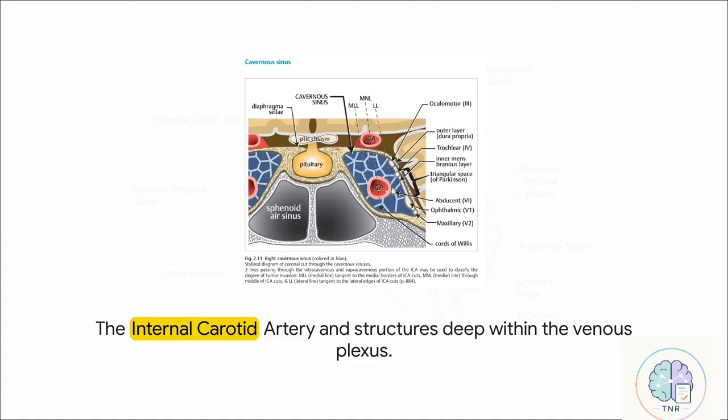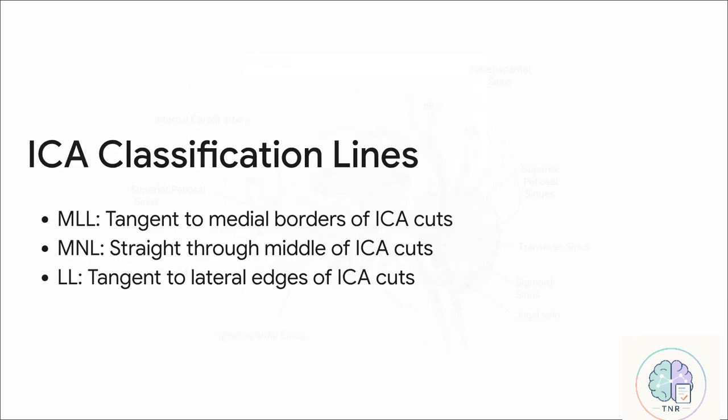The big one, of course, is the internal carotid artery, or ICA, along with some very delicate structures intimately tied to it. When surgeons are evaluating tumor invasion in this space, they use 3 critical classification lines running along the intracavernous and supracavernous ICA. First up is the MLL, or medial line, which runs perfectly tangent to the medial borders of the ICA. Then you have the MNL, the median line, dropping dead center through the middle of the ICA. And third is the LL, or lateral line, which is tangent to the lateral edges.